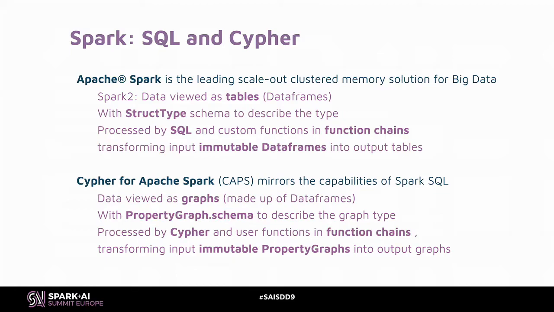If you look at the tabular view and return to that point, I've covered really the first part of what's said on this slide, but the reason it's there again is to draw attention to the parallels. So data viewed as graphs made up of data frames. We've got a property graph type, and it includes a schema to describe the graph type. It can be processed by Cypher, the query language, in user functions, in function chains, and we transform immutable property graphs into output graphs, or actually into tables as well.